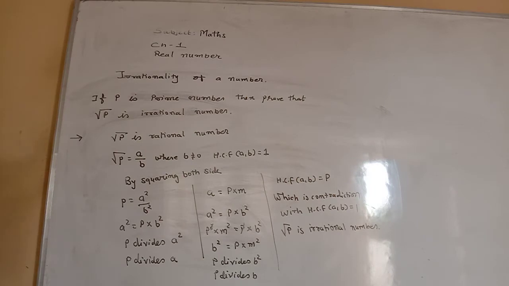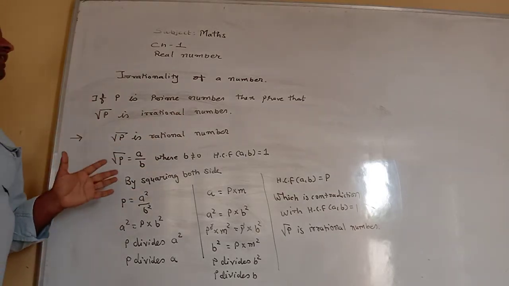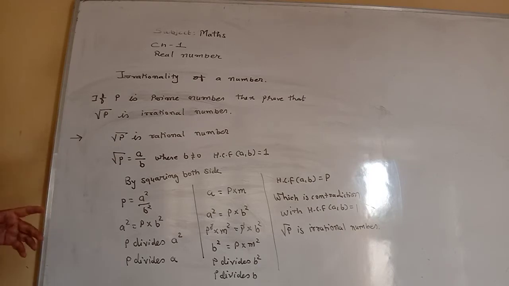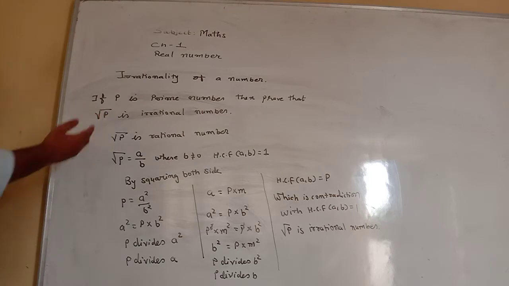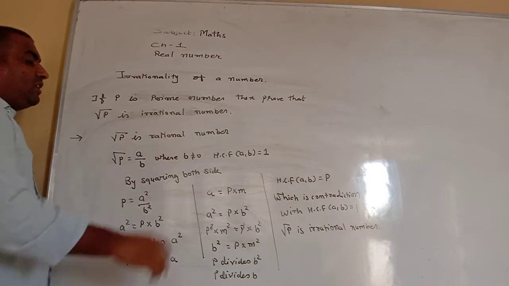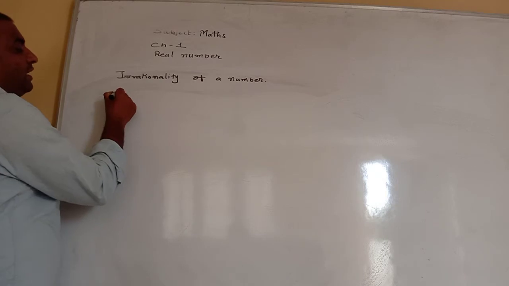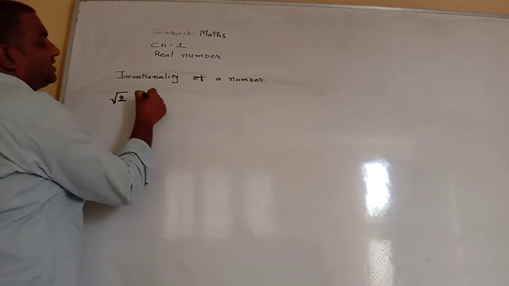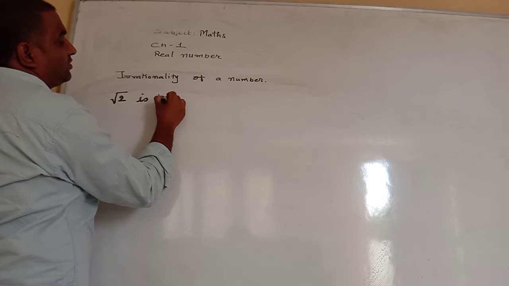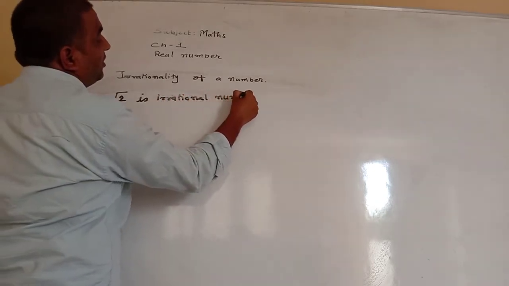So here we have proved that if p is a prime number, then root p is an irrational number. Using this result, we can prove this for any prime number. Suppose we want to prove that root 2 is irrational, then p is replaced by 2, and it becomes root 2 is an irrational number. So let's prove that root 2 is an irrational number.